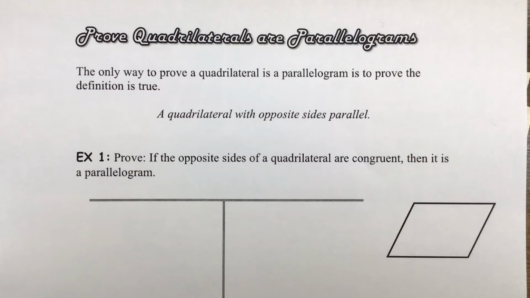In this video, we're going to be proving that quadrilaterals are parallelograms. In a way, what we're going to be doing is the exact opposite of what we did in the last video. We're going to start with a quadrilateral that has certain properties, and we want to show that it is, in fact, a parallelogram. And to show that a quadrilateral is a parallelogram, what you really need to do is show that its definition is present, which is that the opposite sides are parallel.